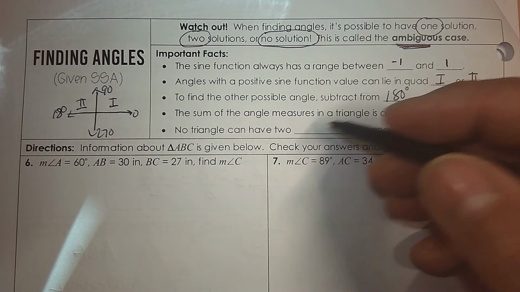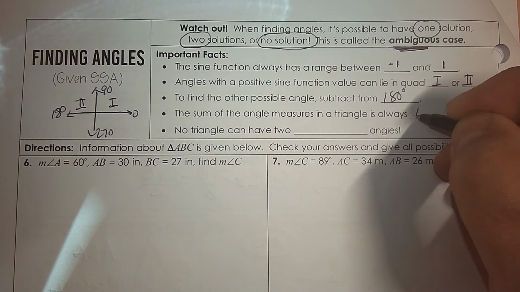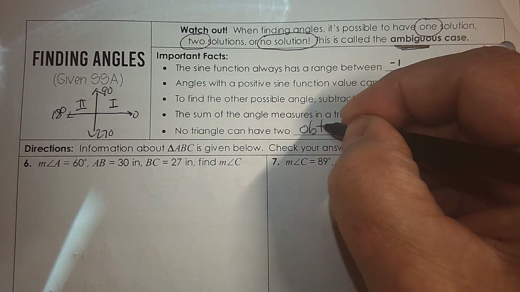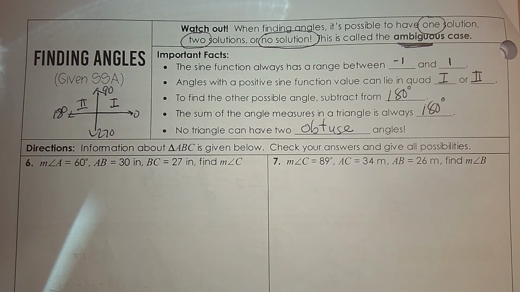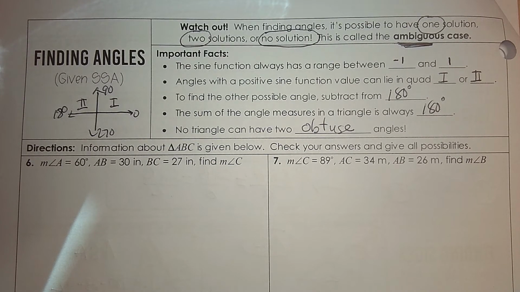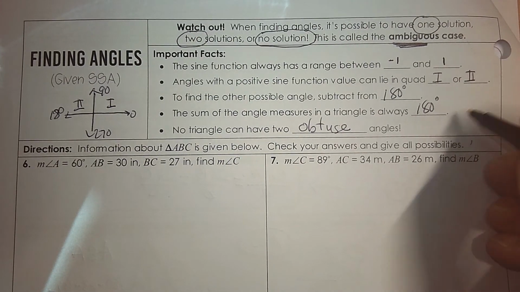The sum of the angle measures in a triangle, you know this, is always 180. And no triangle can have two obtuse angles, right? Once you have one obtuse angle, if you have a second one, it would be beyond 180. All right. Within this, it will make more sense as we practice.